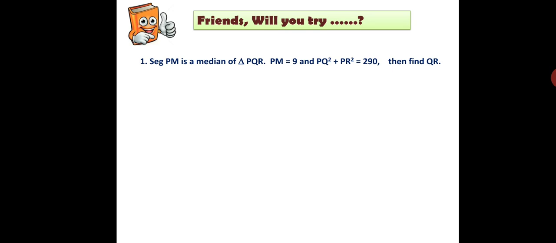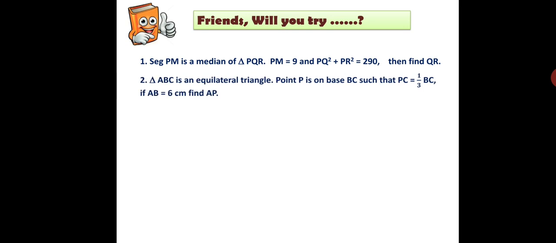Segment PM is the median of triangle PQR. PM is 9 and PQ square plus PR square is equal to 20. Then you have to find QR. This you can do by using the Apollonius principle or theorem. Next, triangle ABC is an equilateral triangle. Point P is on the base such that PC is equal to 1/3 of BC. If AB is 6, then you have to find AP. You have to use here the property of an equilateral triangle.